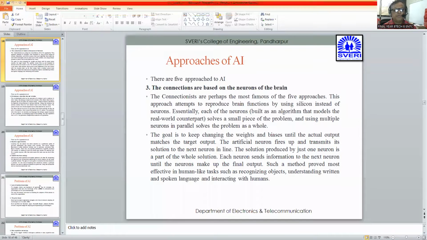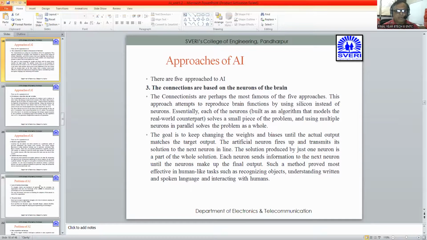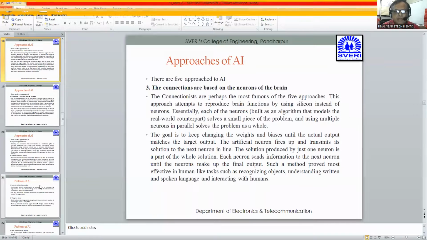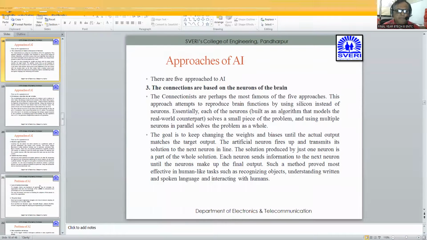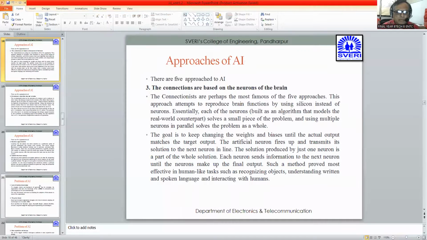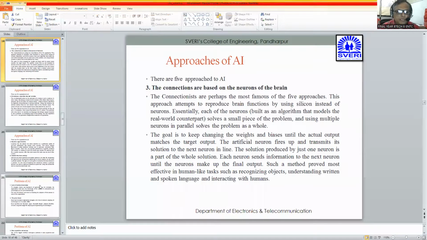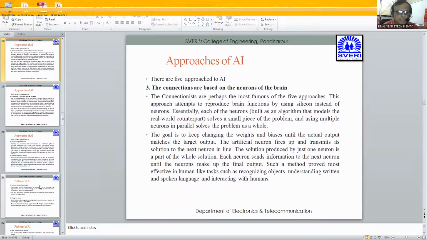So there will be a few neurons which will be solving small pieces of problems, and when multiple neurons work together, you find the problem as a whole can be solved. So this is how the human brain actually works out. Exactly, we want to mimic it in artificial intelligence. So the approach will be using silicon instead of neurons, as the neurons are used to build the models that are real world counterparts. Now when we go for AI, the main goal is to keep changing the weights and biases until the actual output matches the target.